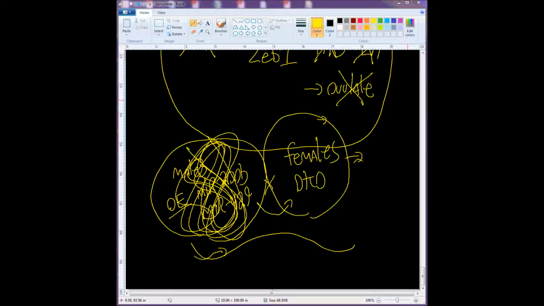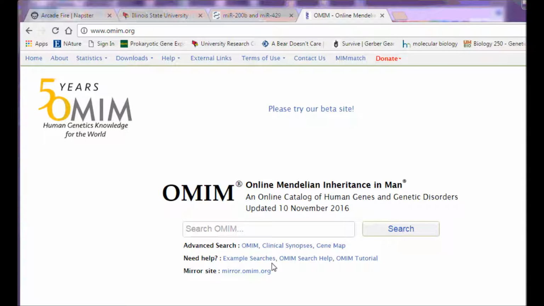So let's see if I can actually, instead of working with paint here, do a screencast of my Chrome window. Okay, so let me switch to that. Okay, so I have the Online Mendelian Inheritance in Man web portal open, and our question wanted us to look for the homolog of ZEB1.